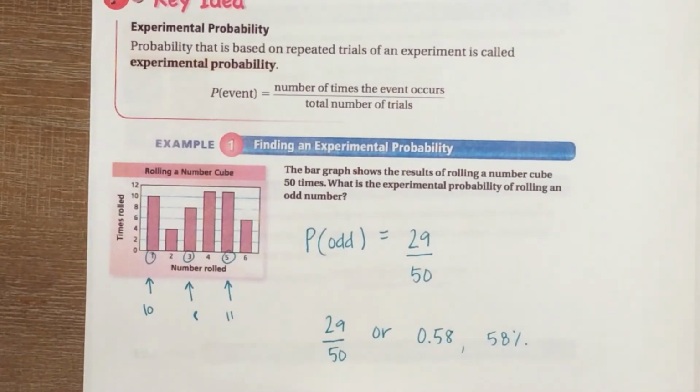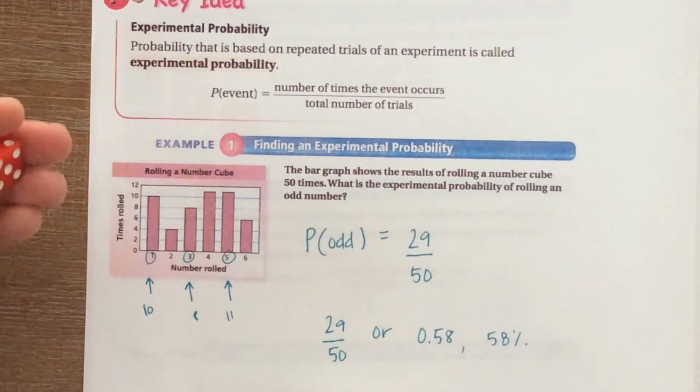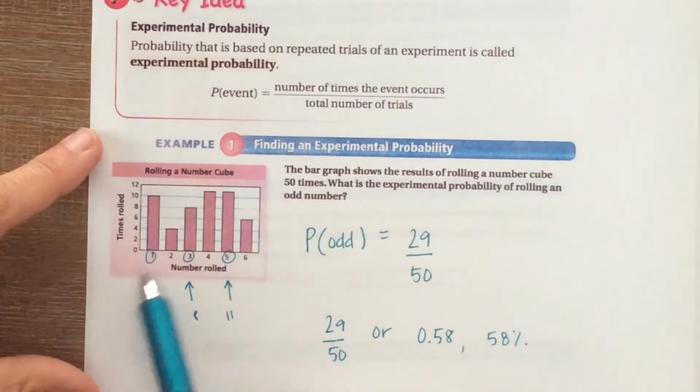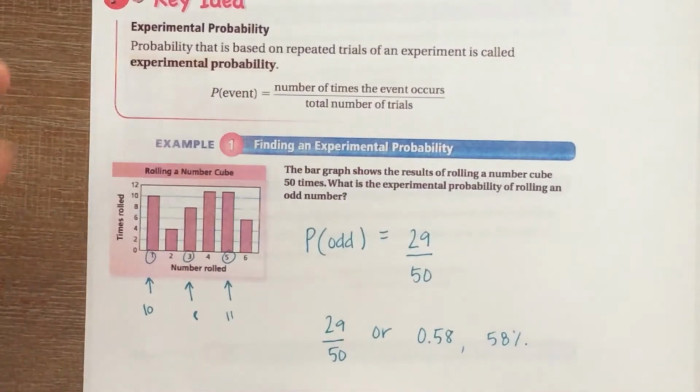All right. Now, if we were to say the theoretical probability, if I was just to roll a number cube and have it land on an odd number, right? That's 1, 3, and 5. That's 1, 2, 3 out of 6, right? That's 50-50. That's a 50% chance.